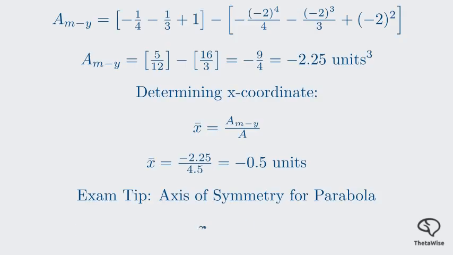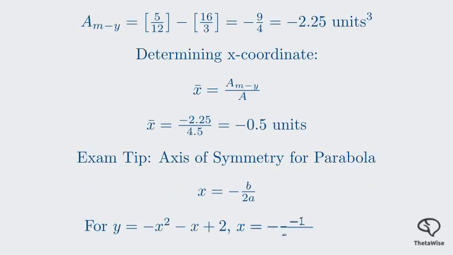It's worth noting an exam tip here. For parabolas of the form y equals ax squared plus bx plus c, the x-coordinate of the axis of symmetry is always at x equals negative b over 2a. In our case, this is negative 1 over 2 times 1, which is negative 0.5. So, for symmetrical areas like this parabola, we could have found x bar by inspection, without needing to calculate the integral.